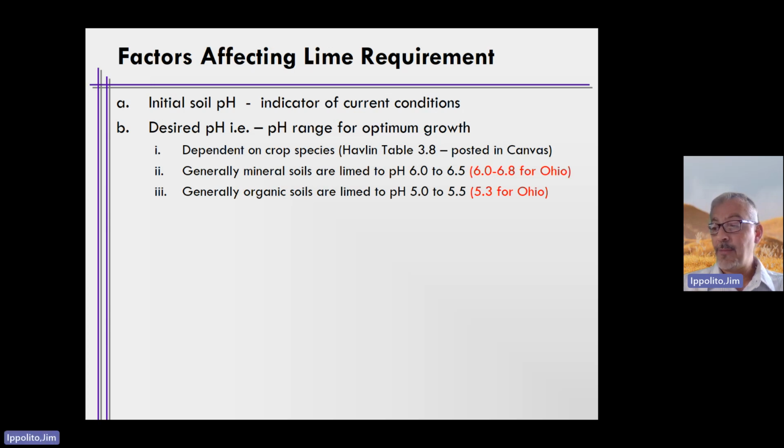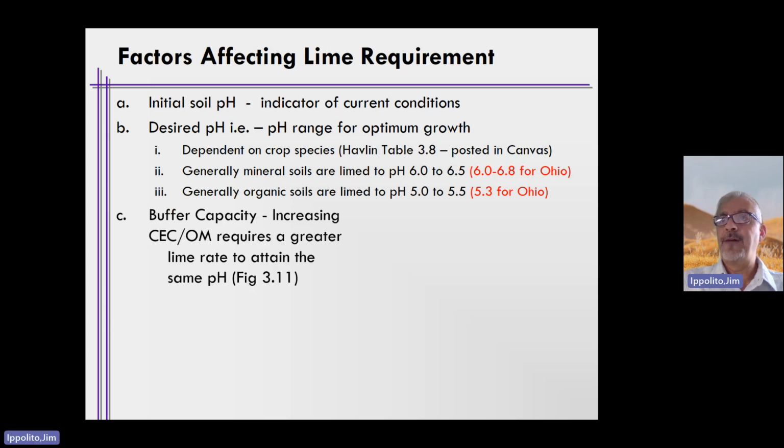Now, you don't need the lime applied as high as a mineral soil because there's very little free aluminum on any of those organic exchange sites. So you don't have to deal with aluminum toxicity in these types of soils.